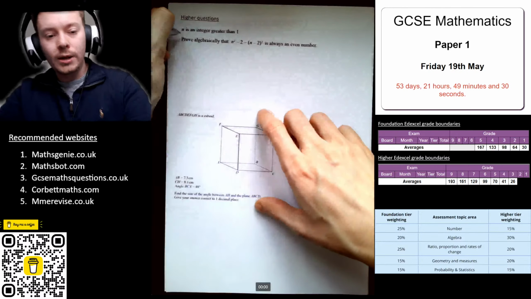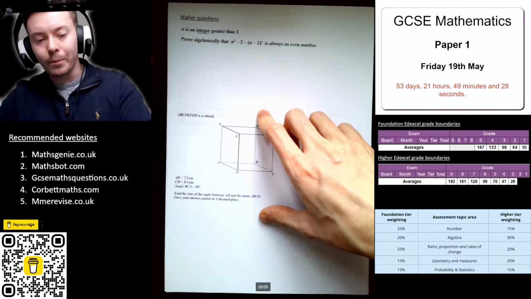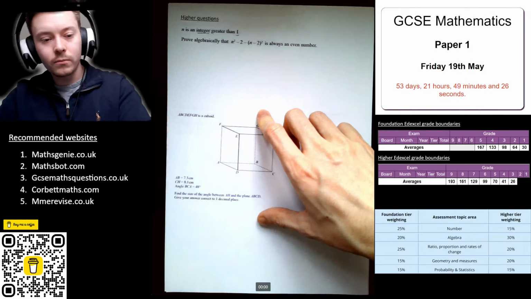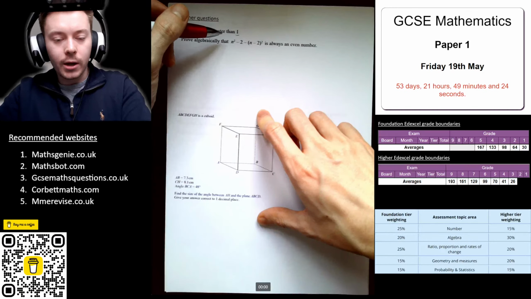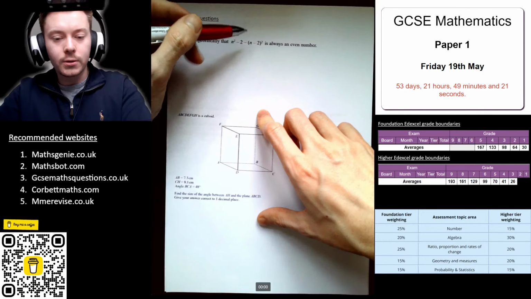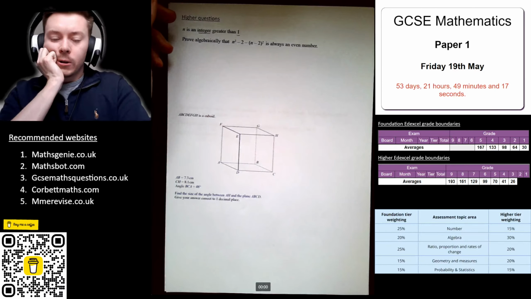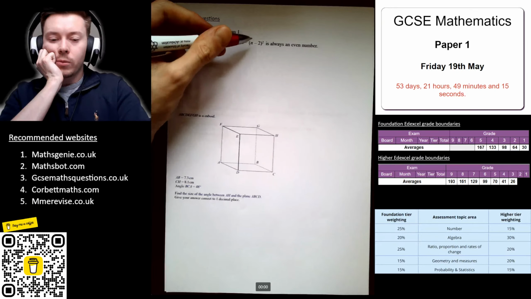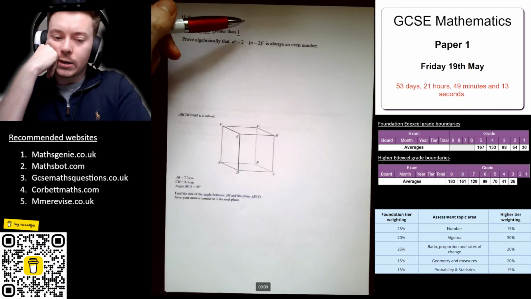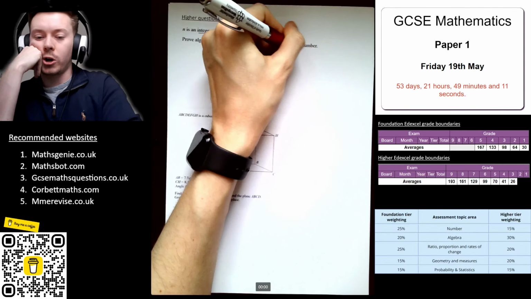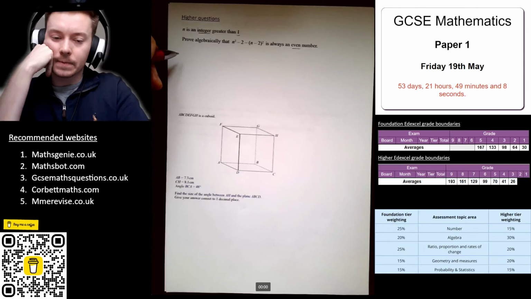n is an integer. That means that it's a whole number, bigger than 1. Prove algebraically that n squared minus 2 minus (n minus 2) all squared is always an even number. To show it's an even number, I've got to show that I can factorise 2 out of it.